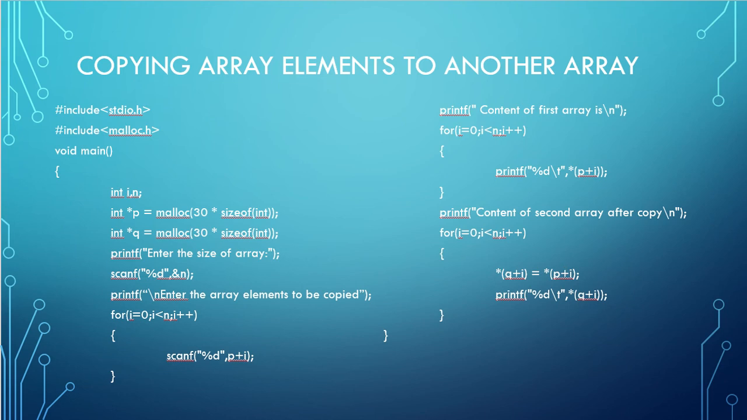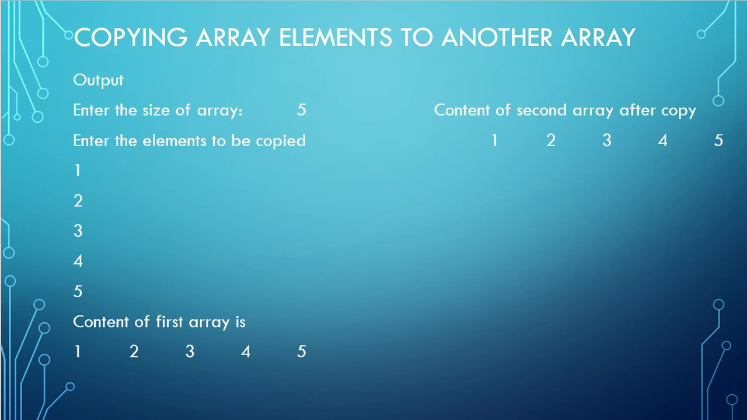So this is the expected output. I am entering the size of my array, then entering the elements to be copied, and this displays the content of the first array. After my for loop, which was designed for copying the content, this will be the content of the second array. So this is the program and this is the expected output.